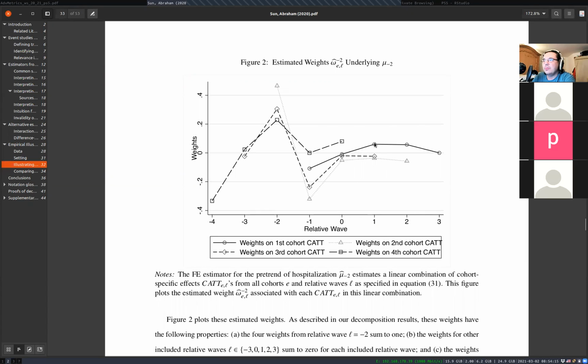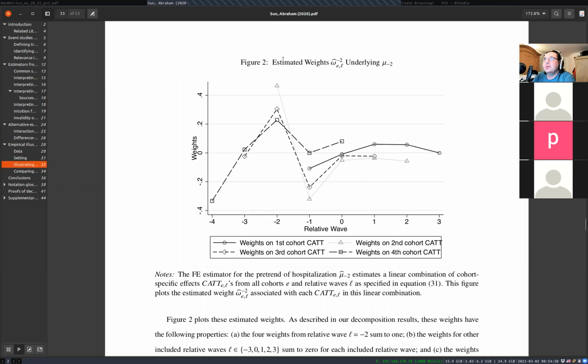Apparently, there are 3 cohorts. Cohort 1, so this is our wave of hospitalization being 8. Cohort 3, this is wave of hospitalization 10. And cohort 2, wave of hospitalization 9. And we see that for one cohort, the weight is positive, and for the other 2, the weights are negative. And that's exactly the problem with the simple two-way fixed effect estimator.